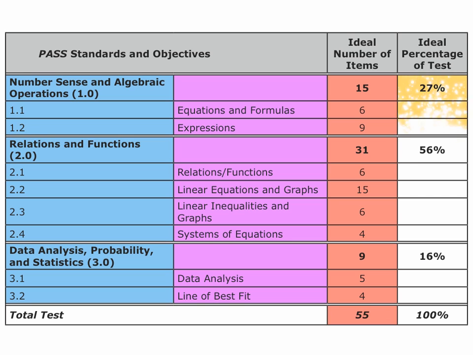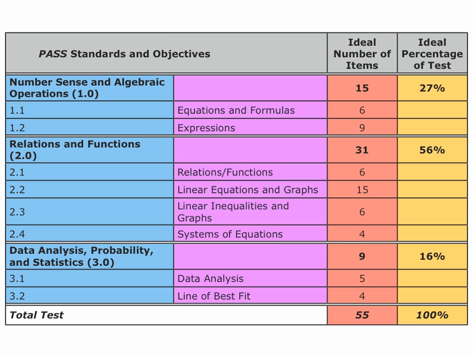The last column is going to be the ideal percentage of the test. They just give this for each standard. So number sense and algebraic operations will make up 27% of the test. Relations and functions is going to account for 56% of the test. Notice that is a huge chunk of the test. Over half is just over standard 2. And then data analysis, probability, and statistics is going to be 16% of your test.